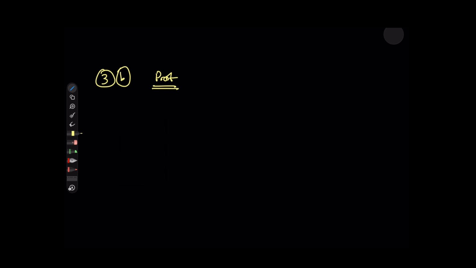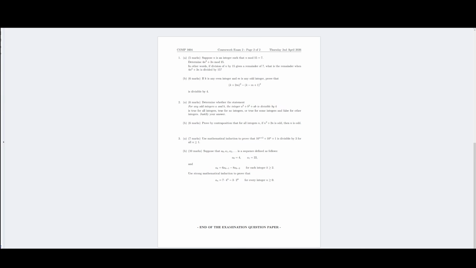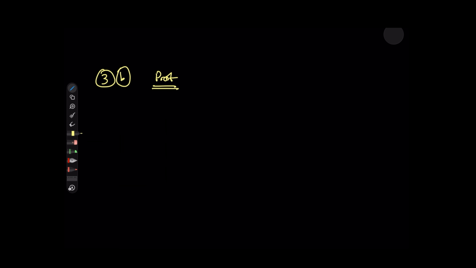Now the part with AN, let's just go back to the question very quickly. So this here is what we're going to prove. If this is what we need to prove, then I'm going to call it my claim. My claim is that AN is equal to 7 by 4 to the power of n minus 3 by 2 to the power of n, for every integer n greater than or equal to 0. At the end, I have to show this somehow.